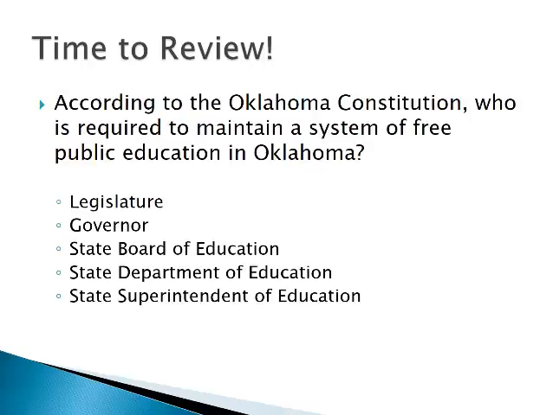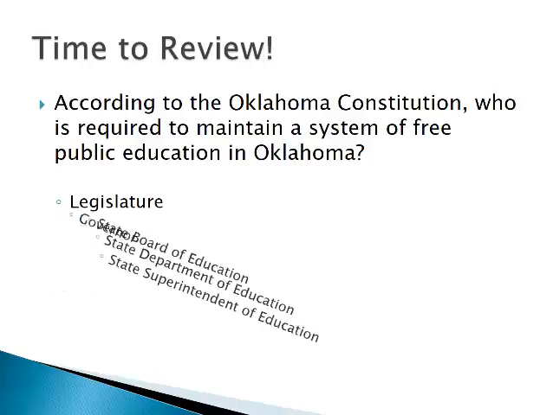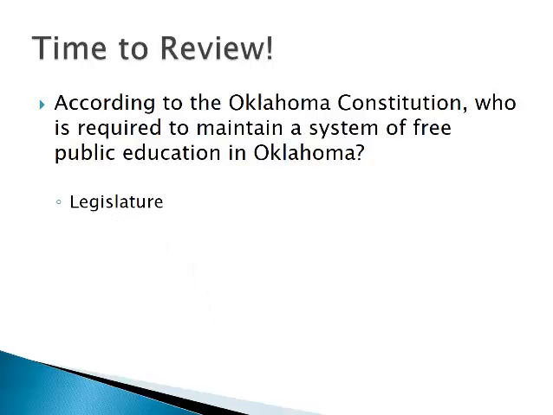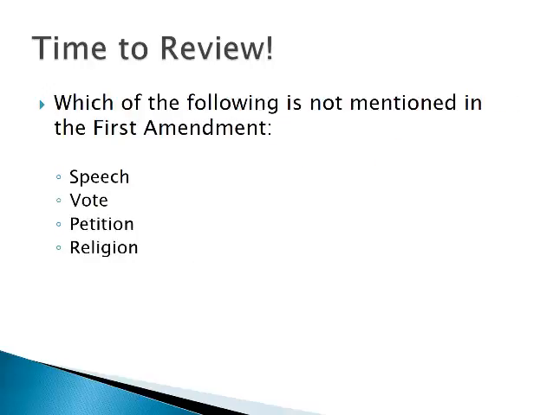A couple more. According to the Oklahoma Constitution, who is required to maintain a system of free public education in Oklahoma? The body in charge of maintaining the free public system is the legislature. Whether or not they do that is up to opinion. Which of the following is not mentioned in the First Amendment? Speech, voting, petitioning, religion. Of course, the answer is the right to vote.